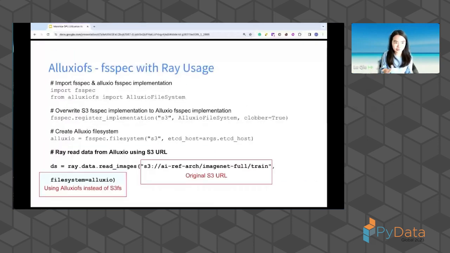And when you integrate with some compute frameworks, like Ray in this case, originally the line is ray.data.read_images, and you pass in the S3 URL. Now you just need to pass in the file system from Alluxio to add that super caching layer.